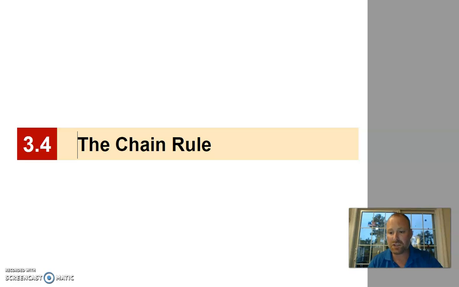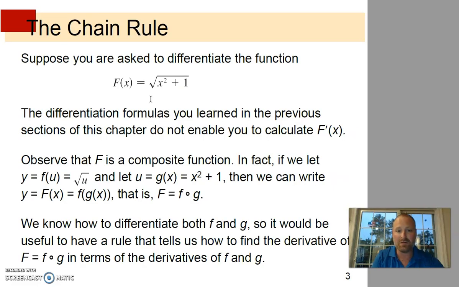Basically, what the chain rule does for us is it allows us to evaluate a function that in many ways is the composition of two functions. An example would be f of x equals the square root of x squared plus 1. It's going to allow us to figure out the derivative of a function like this, and until this point we don't have any tools that can help us do that.